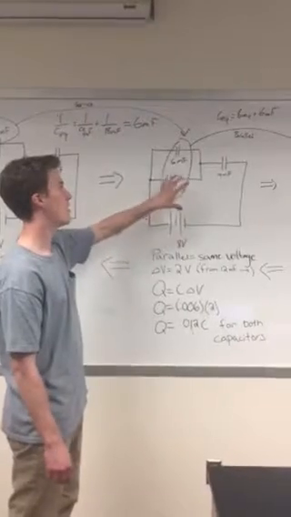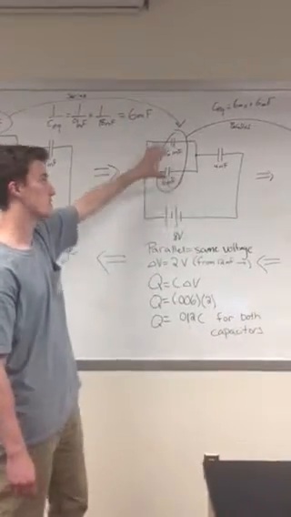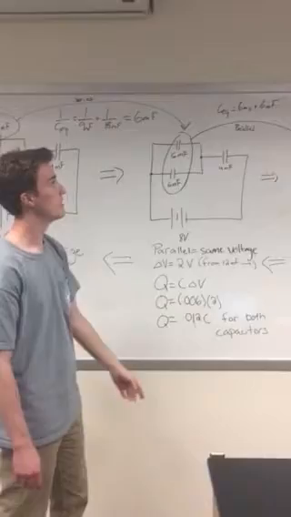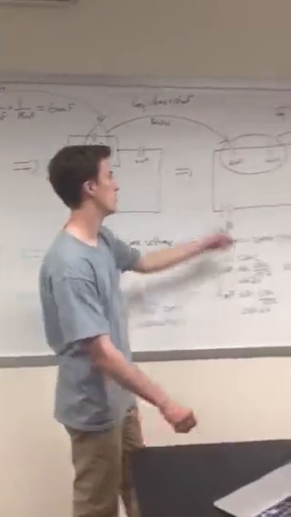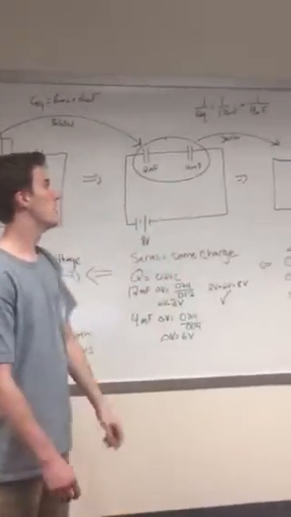and then we redraw the circuit diagram, and we're left with this. And these are in parallel, so you can just add them. 6 plus 6 equals 12. And then we move right here.